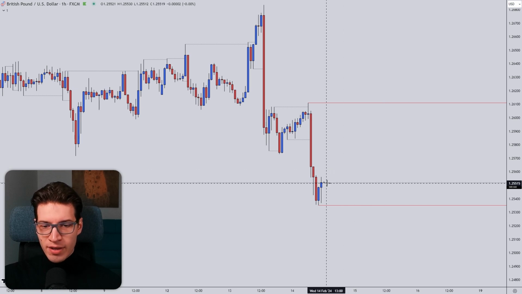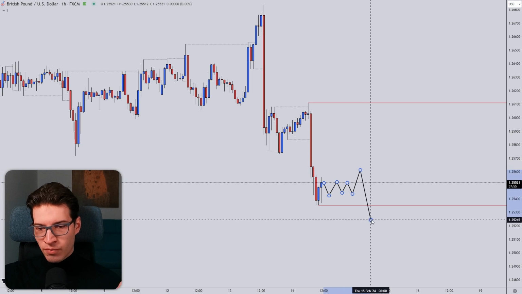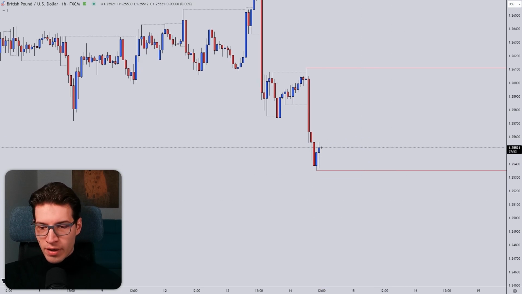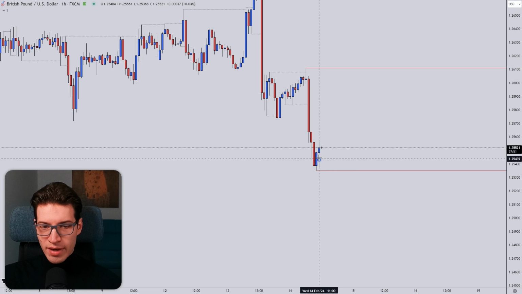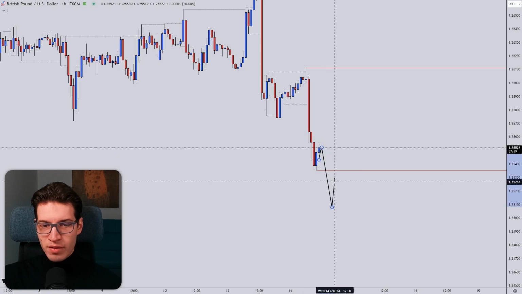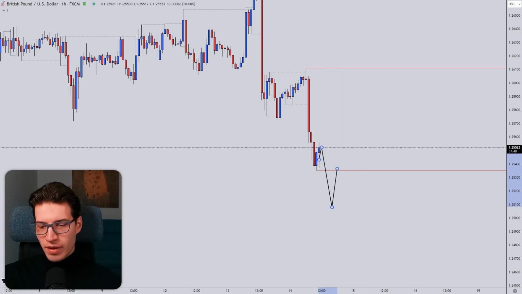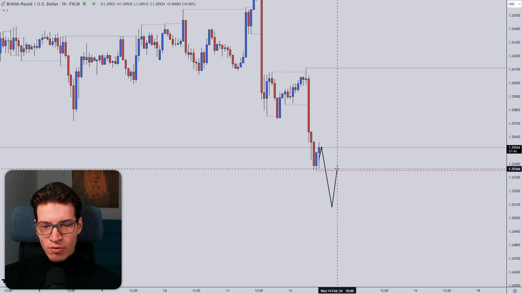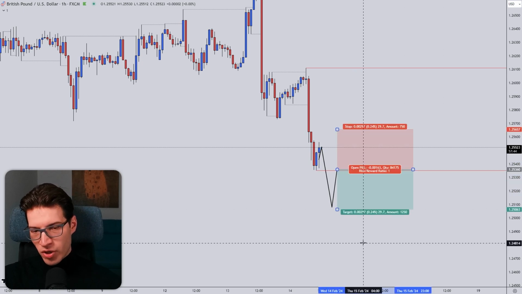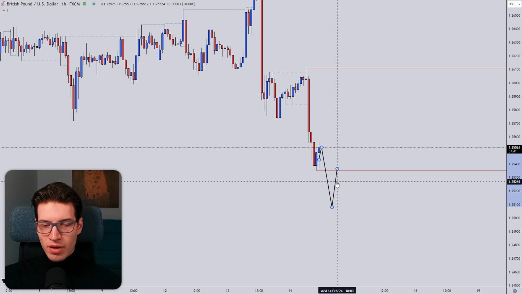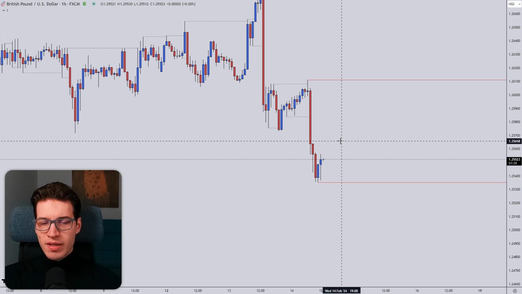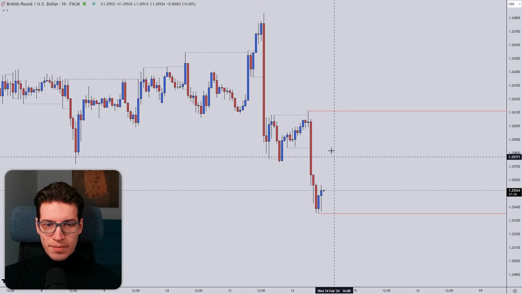If we get a flag here, potentially I would take it. I would like to see a bit of a range and then a flag to form. Or I would also like to see price pull back here, break the low with momentum, retest the low, look for a break and retest scenario right here. That would be very, very interesting. That would be, in my book, really high probability. That is why this pair is on the watch list.